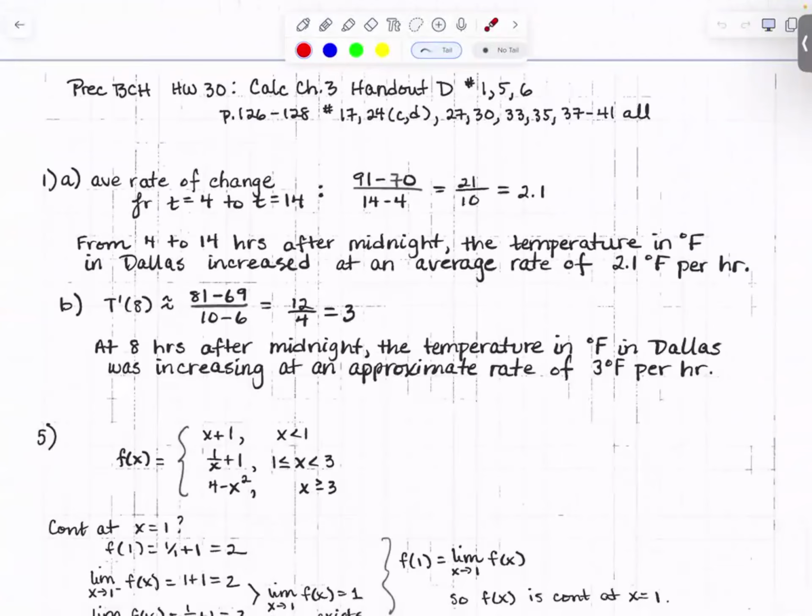Average rate of change is, you subtract the y values, which are 91 and 70, subtract the x values, which is of course 10, divide it, and so that means you expect an increase of 2.1 degrees Fahrenheit per hour on average from the interval from 4 to 14. So that's how you want to interpret it. You want to interpret it in that manner. So that's important.